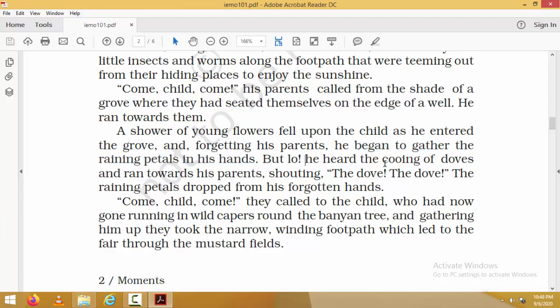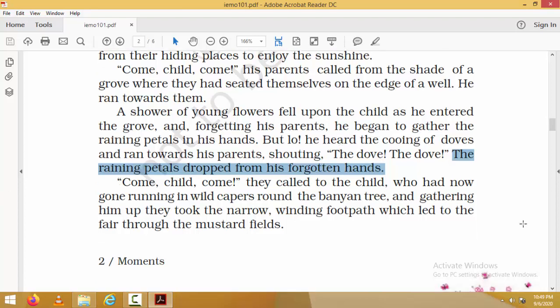But lo, he heard the queen of doves, and ran towards his parents shouting, the dove. Once he saw the dove, he shouted like the dove. The raining petals dropped from his forgotten hands. After seeing this dove, he has forgotten the dropped petals.